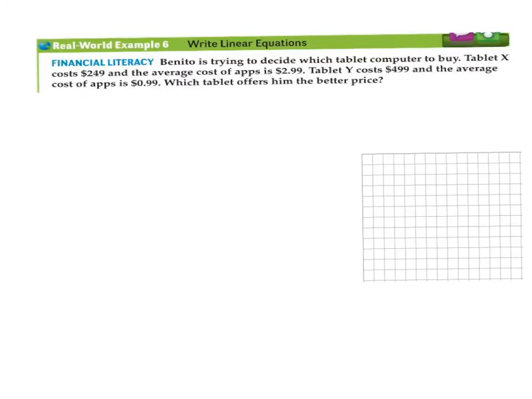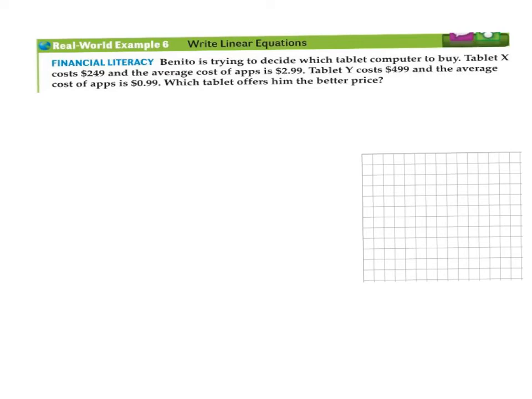All right, let's take a look at a real-world problem here. One that some of us might be familiar with all too well, or you might become familiar with once you get to college. Financial literacy. Benito is trying to decide which tablet computer to buy. Tablet X costs $249, and an average cost of apps is $2.99. Tablet Y costs $499, and the average cost of apps is 99 cents. Which tablet offers him the better price?